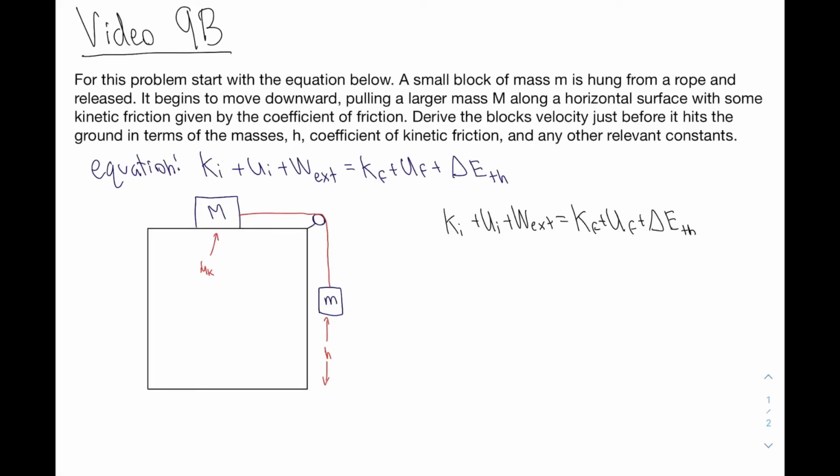Hello, I will be doing assessment video 9b. So the problem states, for this problem, start with the equation below, which is this equation.